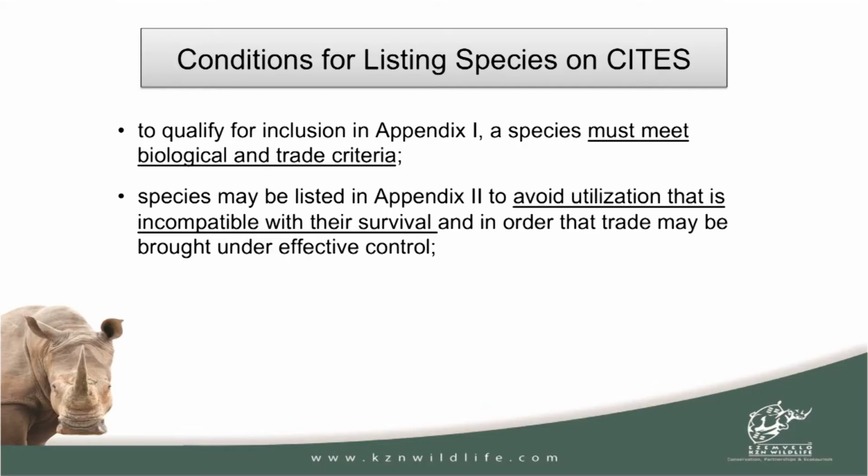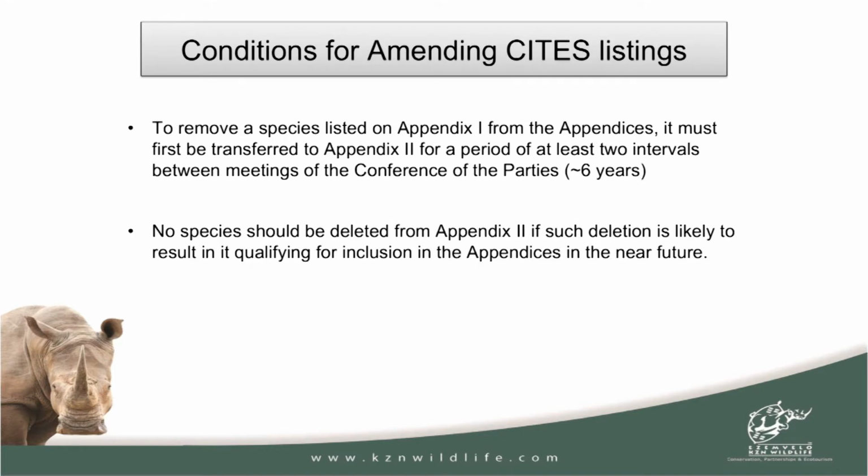The conditions for listing in CITES: to qualify for inclusion in Appendix 1, a species must meet biological and trade criteria. Not just the biological, but there has to be a trade issue involved there. Species may be listed in Appendix 2 to avoid utilization that is incompatible with their survival, and in order that trade may be brought under effective control. Again, the word trade. Conditions for amending CITES listings: to remove a species listed in Appendix 1 from the appendices, it first must be transferred to Appendix 2. It can't go directly from being listed in Appendix 1 and taken off the listings.